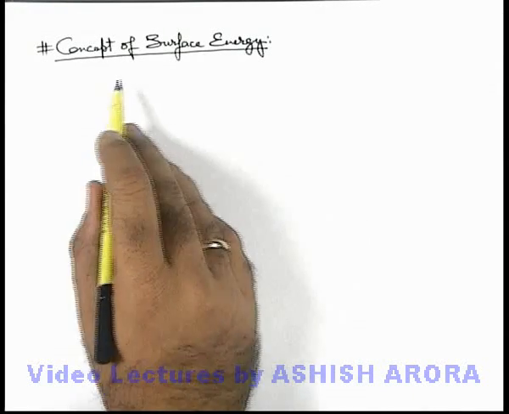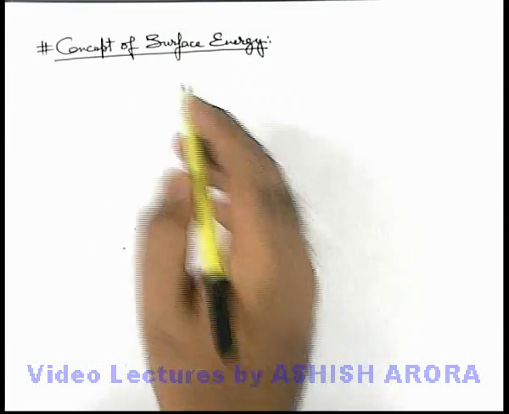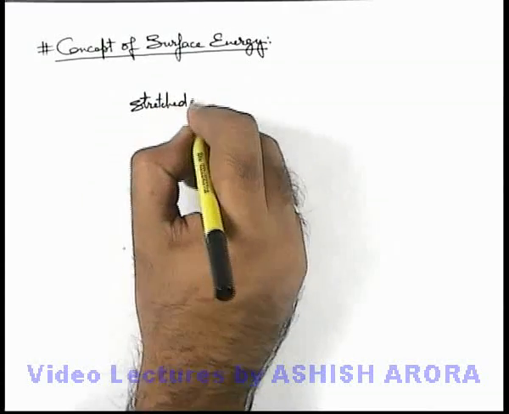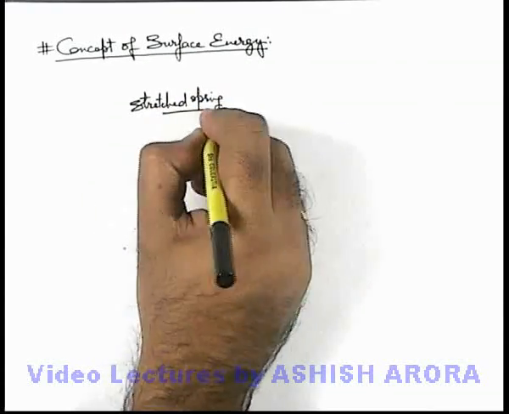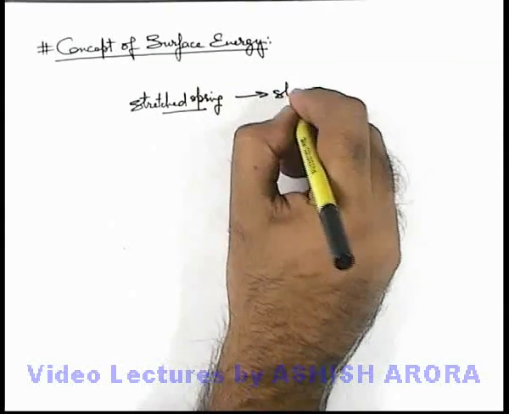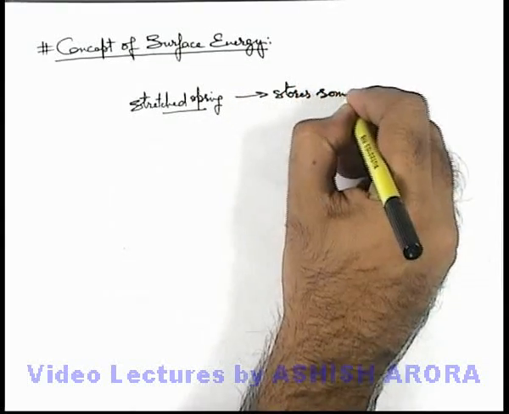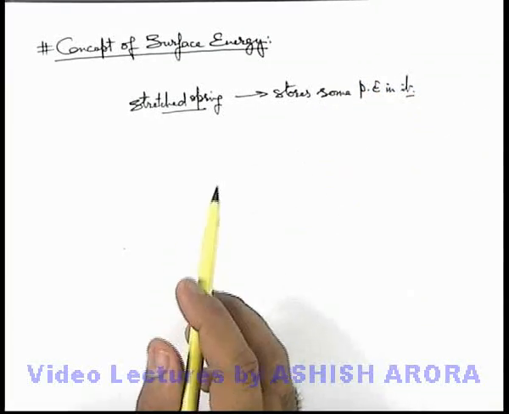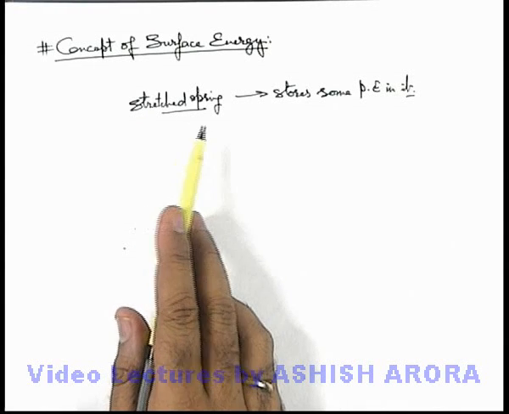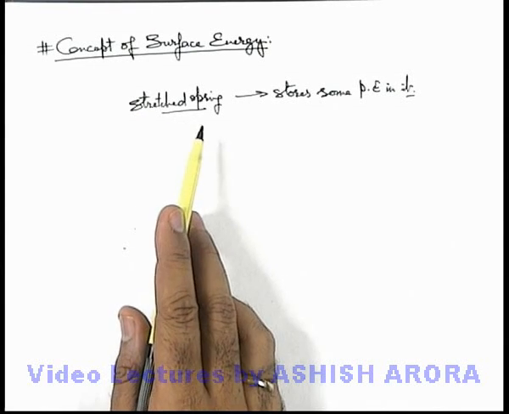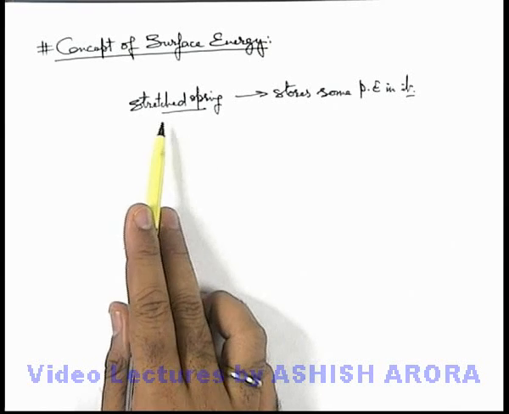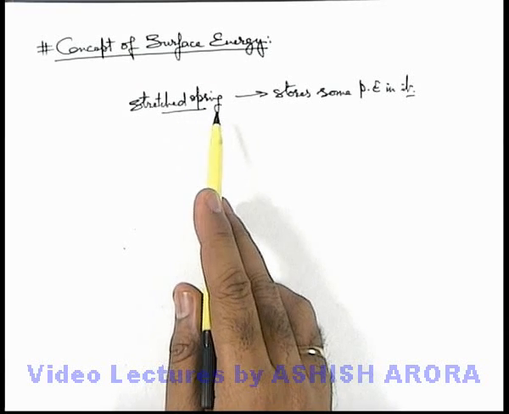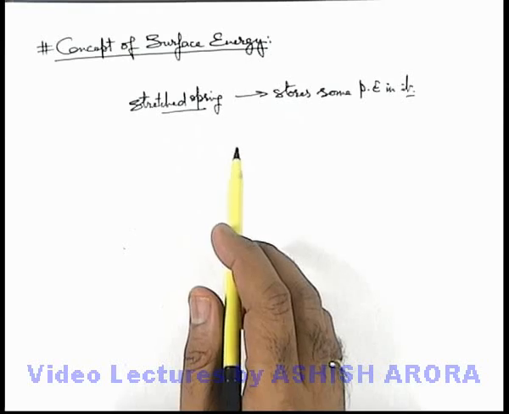Let's discuss the concept of surface energy. As we know about a stretched spring, it always stores some potential energy in it. Whenever we talk about an elastic body in an undeformed state, there is no potential energy in it. But in its stretched state, whenever we stretch a spring, some work is done and that is stored in the form of potential energy in it, which we term as elastic potential energy.